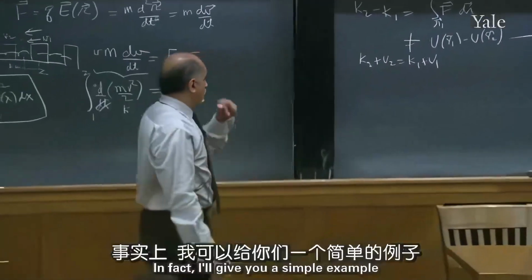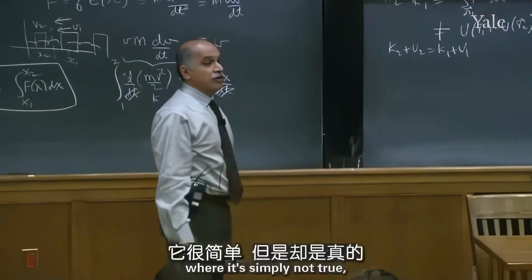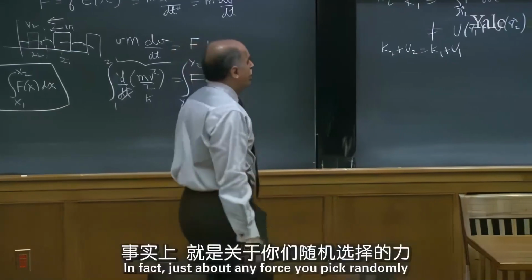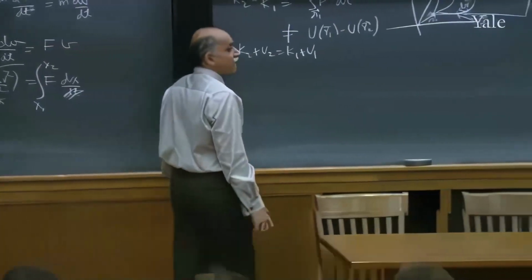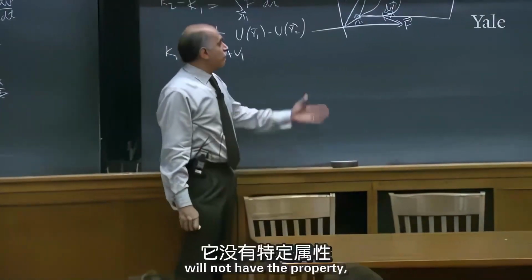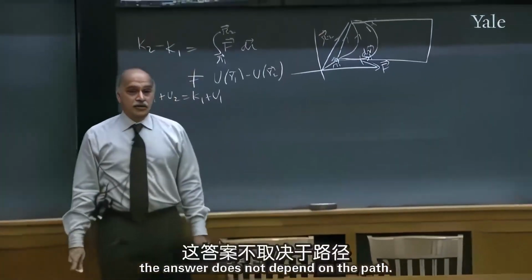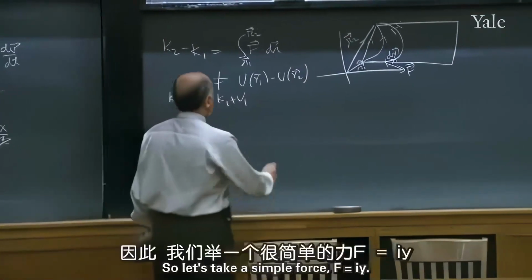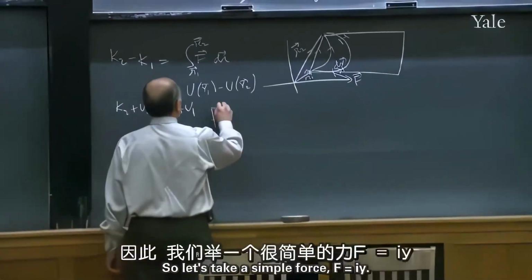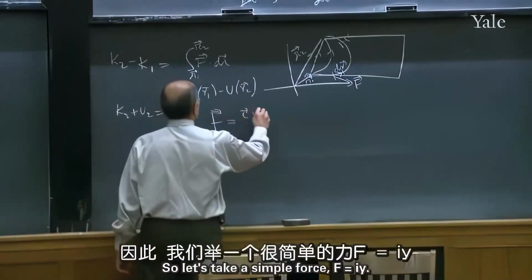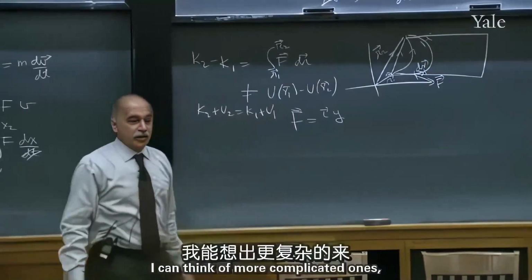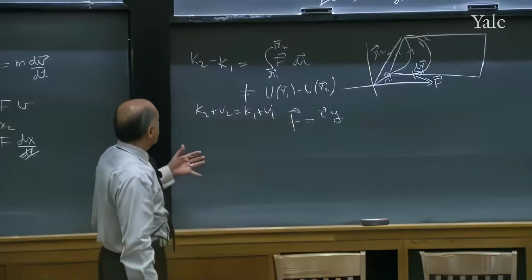In fact, I'll give you a simple example where it's simply not true that the answer depends on the path. Just about any force you pick randomly will not have the property that the answer does not depend on the path. Answers typically will depend on what path you take. So let's take a simple force, F equal to i times y. You can think of more complicated ones, but I don't have time to do them. So here's a simple one.